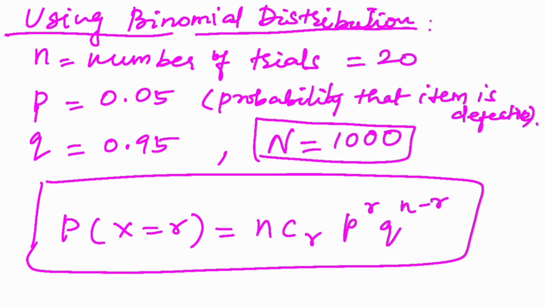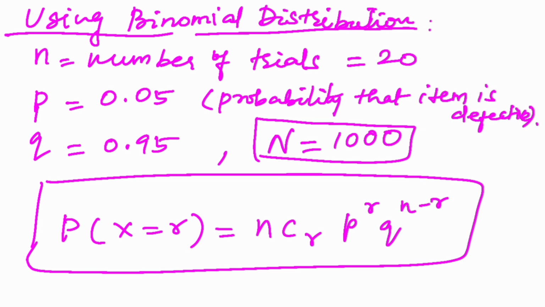In this data, each packet contains 20 items. So this 20 is the number of trials, small n, and p is the success probability. For an item to be defective, the respective probability is taken as the success probability, which is small p, 0.05. So obviously q is 0.95. The total count, we are talking about 1000 such packets, so it is taken as capital N, the frequency, that is 1000.